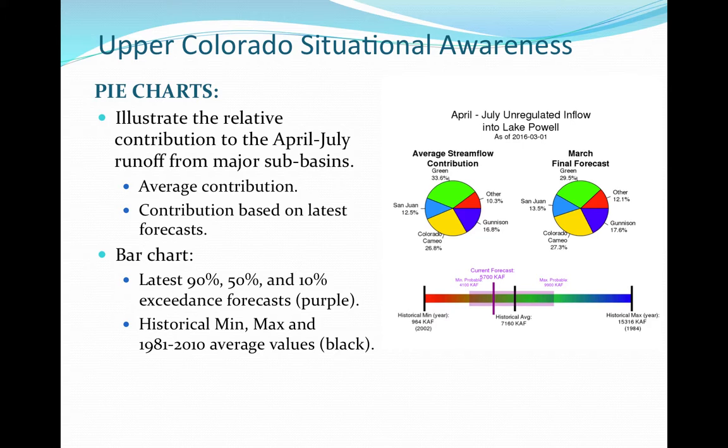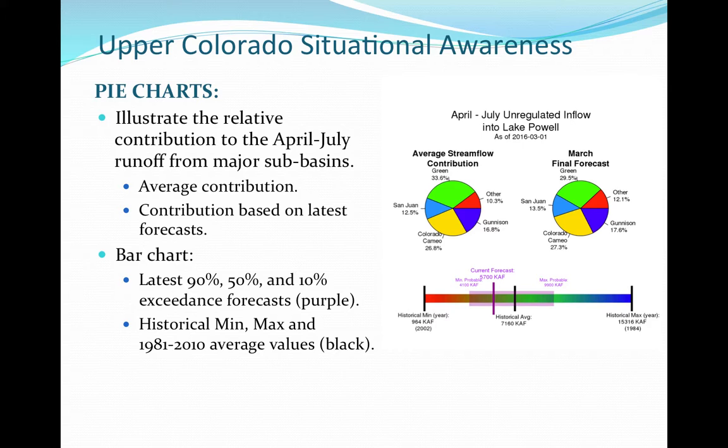You can see in March that we're forecasting a slightly different contribution this year, but relatively about the same proportions. You can see we're getting a little bit less from the Green, or at least forecasting a little bit less from the Green this year, and a little bit more from the San Juan, the headwaters, and the Gunnison River Basin, as well as those other side inflows.